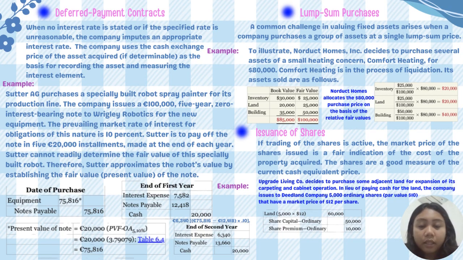Land is on the debit side, and then the calculation is 5,000 times $12, and the 60,000 is on the debit side, and the share capital ordinary and share premium ordinary are on the right side.